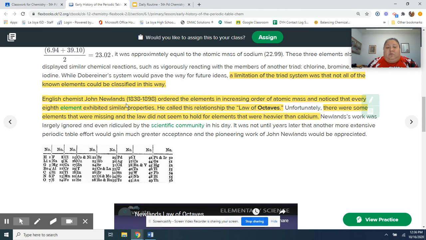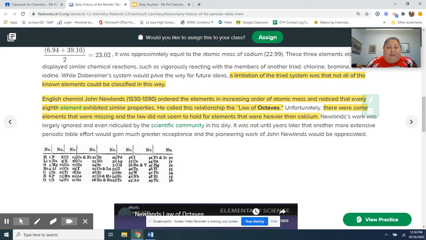Newlands' work was largely ignored and even ridiculed by the scientific community in his day. It wasn't until many years later that another more extensive periodic table effort would gain acceptance, and the pioneering work of Newlands would actually be appreciated. So when he was presenting it to his peers, people were like, no, this doesn't work for elements after calcium. What you're doing, it's not working. We're not going to use it. And some people even made fun of him. Some people were mean, even back then.